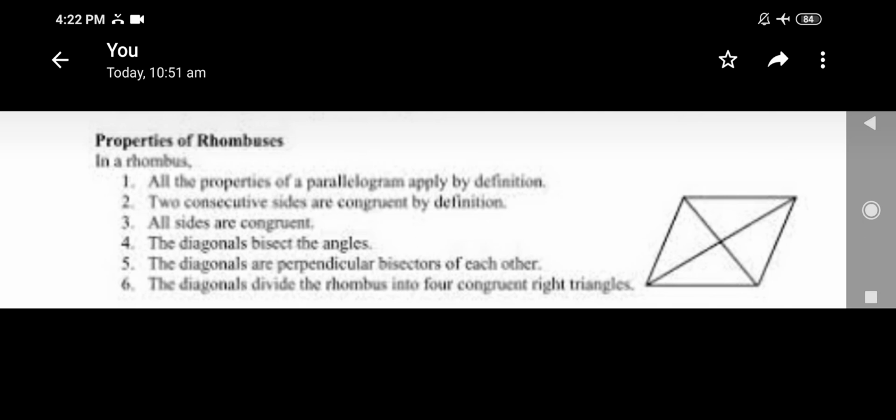Then about their diagonals, the diagonals of a rhombus bisect each other. It means that they divide the other diagonal into two equal parts. The diagonals of a rhombus bisect each other, and they are also the perpendicular bisectors of each other. Perpendicular bisectors means at the point of intersection they form right angles. So the diagonals of a rhombus are perpendicular bisectors of each other.